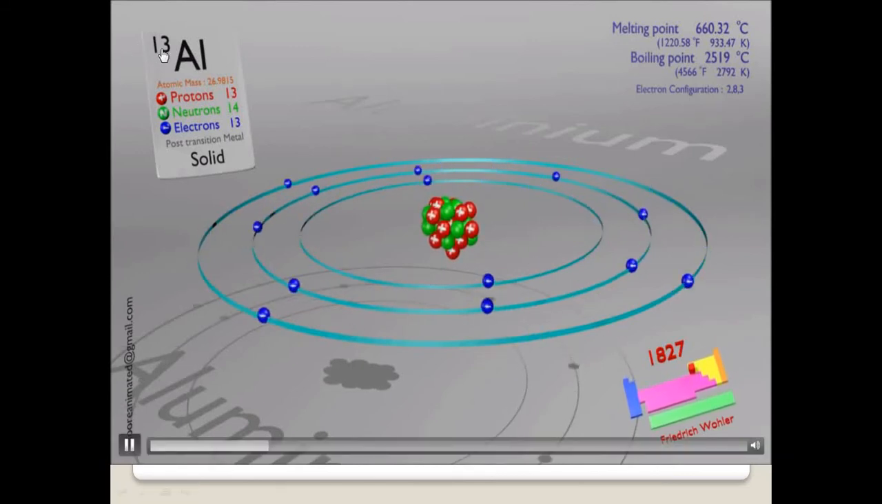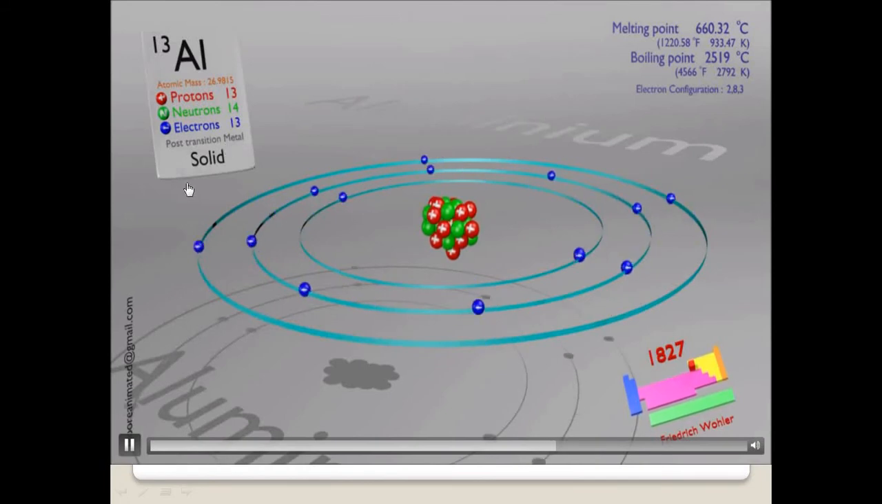This has 13 protons, 14 neutrons and 13 electrons. The mass is 27. This is a post-transition element. It comes after the transition metals, so it is known as a post-transition metal, and it is a solid. It has a melting point and a boiling point. The electronic configuration is 2, 8, 3, and it was discovered in 1827 by Friedrich Wöhler. Are you getting this?